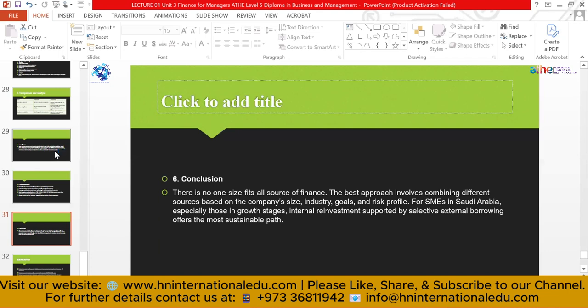For SMEs in Saudi Arabia, especially those in the growth stages, which are striving, internal reinvestment supported by selective external borrowing offers the most sustainable path. That is, they use their own money, the money generated after paying all the salaries, expenses, rents and everything, and they also use external borrowing. They will stay in the business for a much longer period when they use both wisely, side by side.